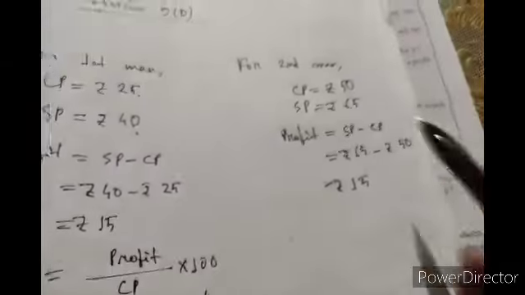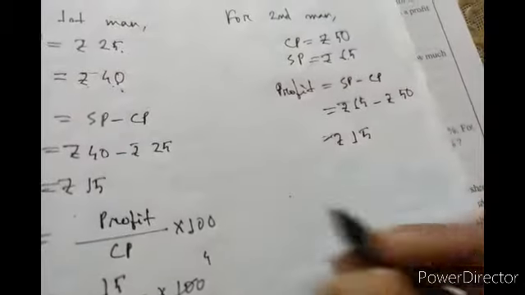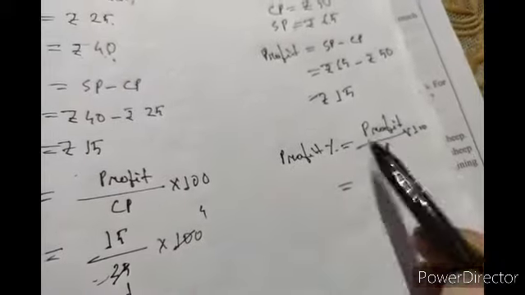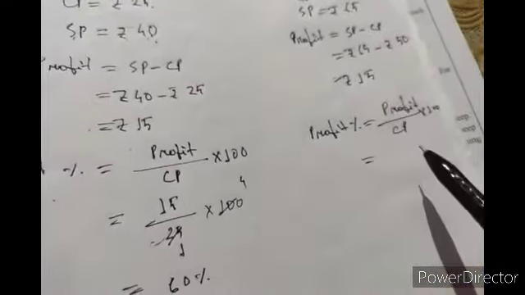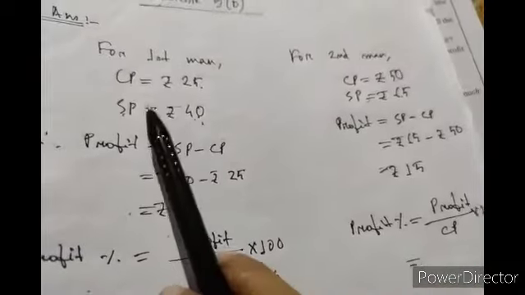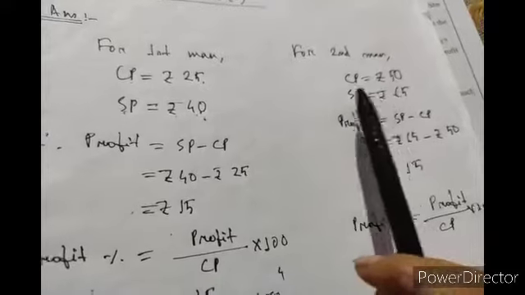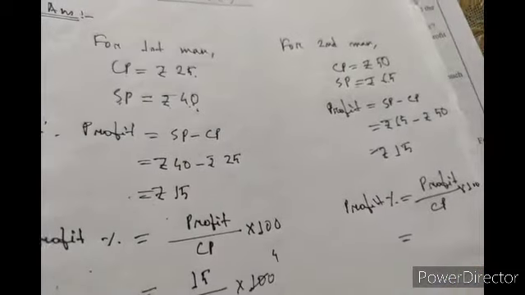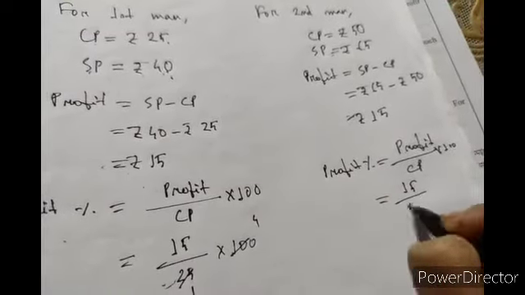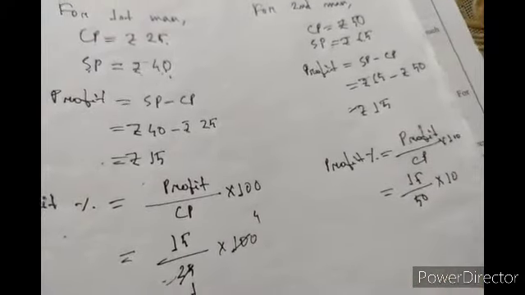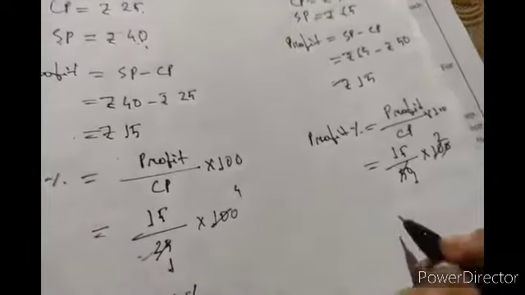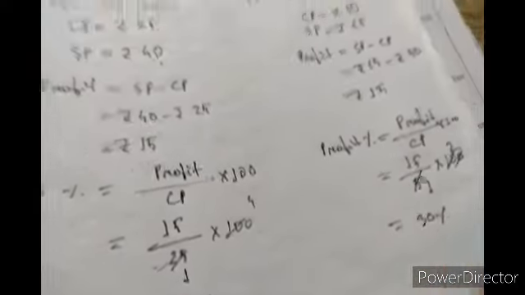Now for the second case, the profit percent formula will be the same. Profit is also the same in both cases. Then what is different in both cases? Cost price. In the first case, cost price is rupees 25. In the second case, cost price is rupees 50. That means profit will again be 15, cost price will be 50, into 100. Now 50 ones are 50, 50 twos are 100, 15 twos are 30%.